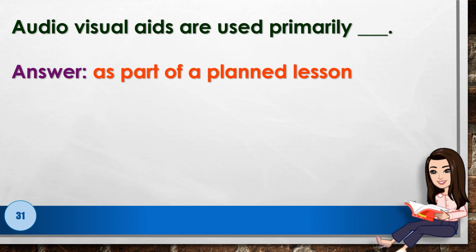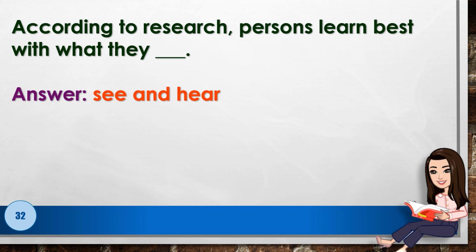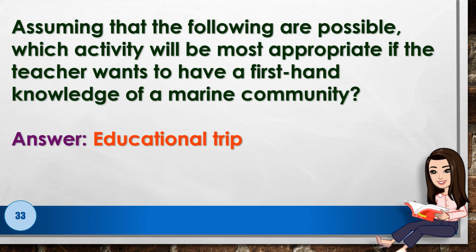31. Audiovisual aids are used primarily blank. Answer: as part of a planned lesson. 32. According to research, persons learn best with what they blank. Answer: see and hear. 33. Assuming that the following are possible, which activity will be most appropriate if the teacher wants to have a first-hand knowledge of a marine community?